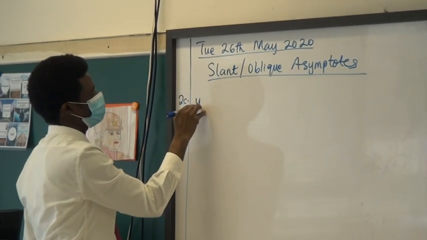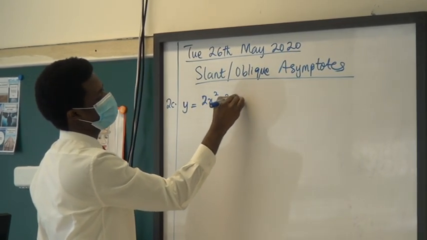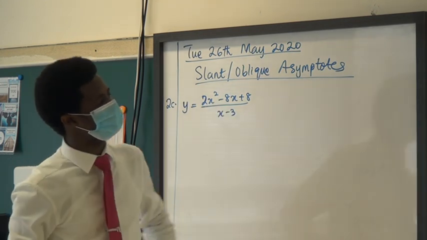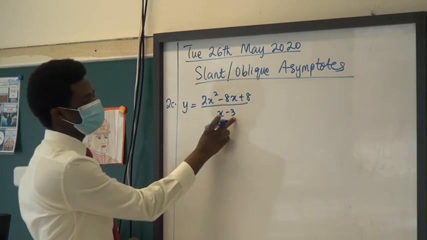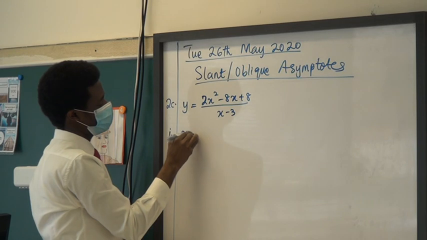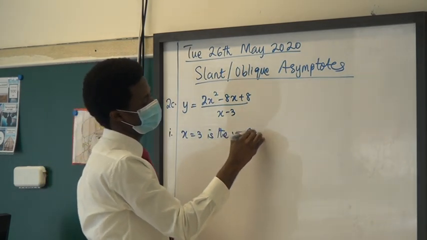The function is defined as y equals (2x squared minus 8x plus 8) divided by (x minus 3). The first question is to find the equation of the vertical asymptote. The vertical asymptote is when the denominator is equal to 0. So x equals 3 is the vertical asymptote.